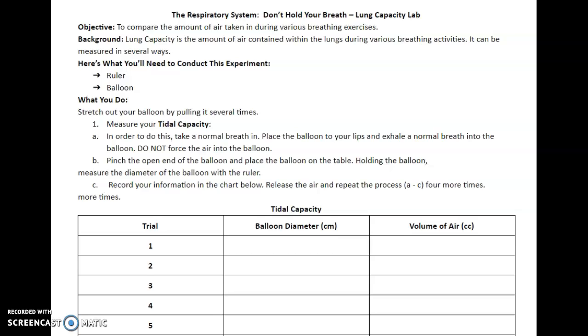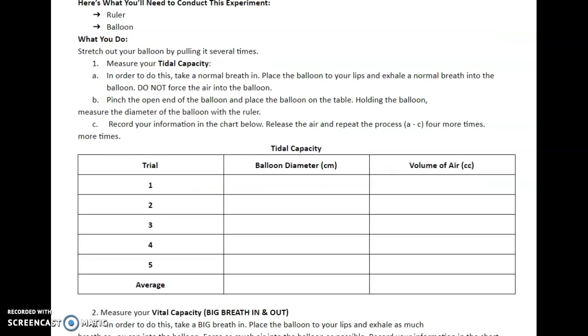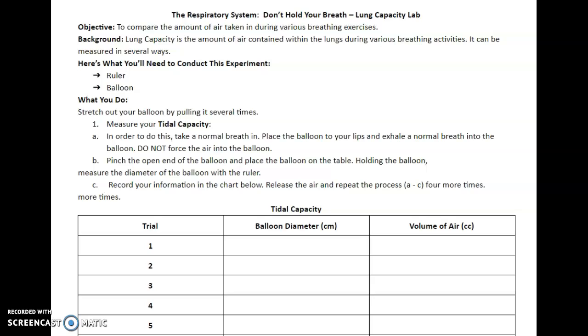And what you'll do is you're going to first measure the tidal capacity of your lungs. So this tidal capacity of your lungs is going to be measured by you taking a breath as you're normally breathing, like I'm normally breathing right now, and blow that into the balloon. So you're not going to be forcing a bunch of air into the balloon. You're just using a normal breath to see how much of that will go into the balloon.